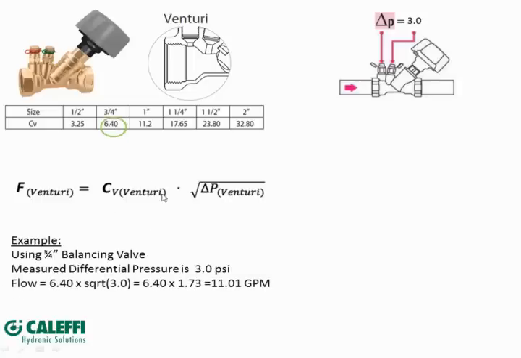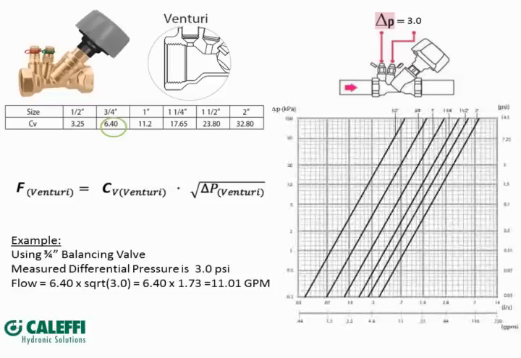Well, we can use our equation, 6.4, which is the CV, times the square root of the pressure drop, equals 11 GPM. Voila, very easy to make that calculation. Or we could take the instructions from the product itself, the instruction sheet, which has a chart dictating flow rate as a function of pressure drop.